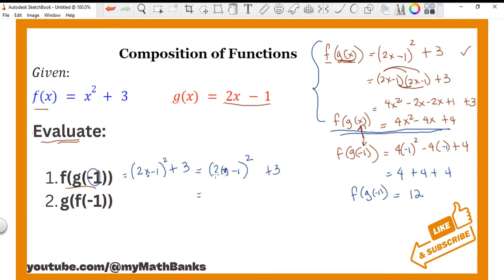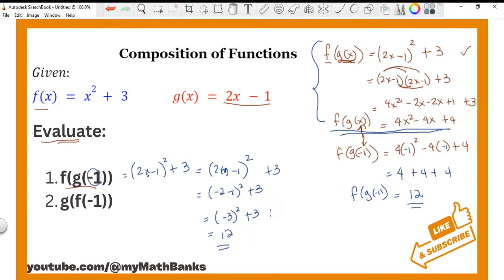Negative 1 times 2 is negative 2 minus 1, that's negative 3. Negative 3 squared. So this is going to be negative 2 minus 1 squared plus 3. And then negative 2 minus 1 is negative 3 squared plus 3. Negative 3 squared is 9 plus 3, that's 12. So either way, you will get the same answer. Okay? So it really just depends on how you do it.